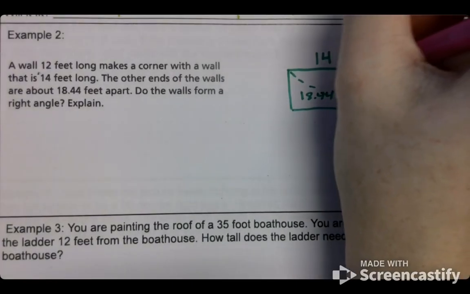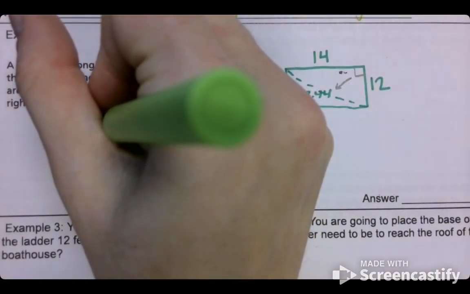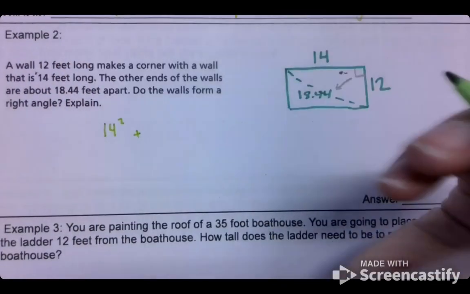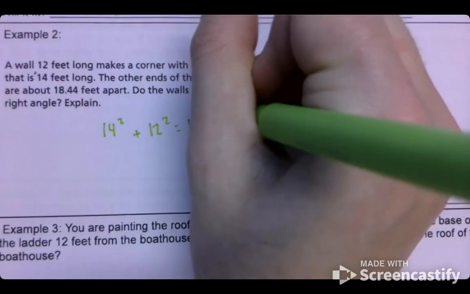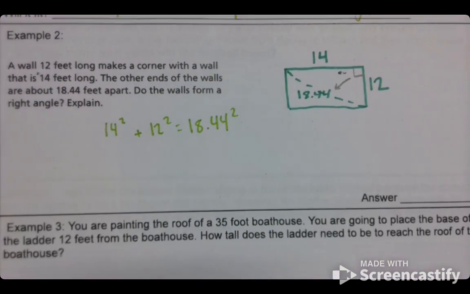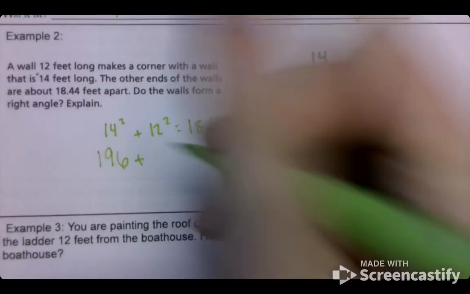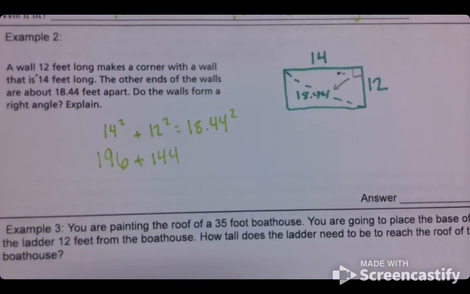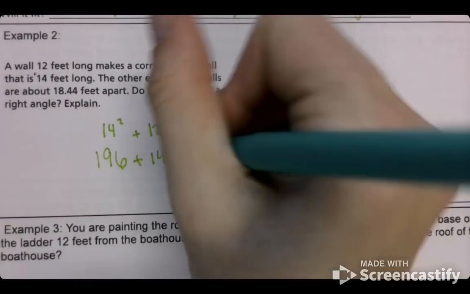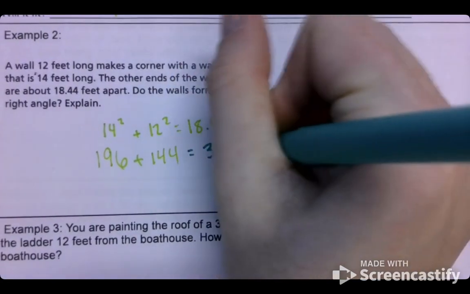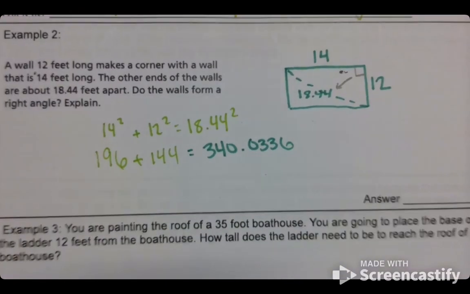Welcome back. So we should have had 14 squared plus 12 squared equals 18.44 squared. And 14 squared is 196. 12 squared is 144. 18.44 squared. 196 plus 144.